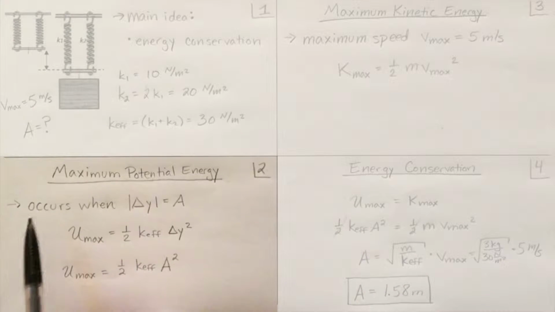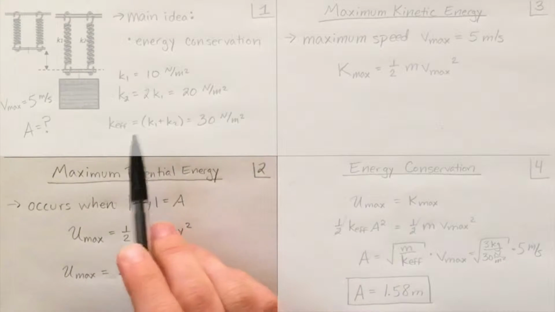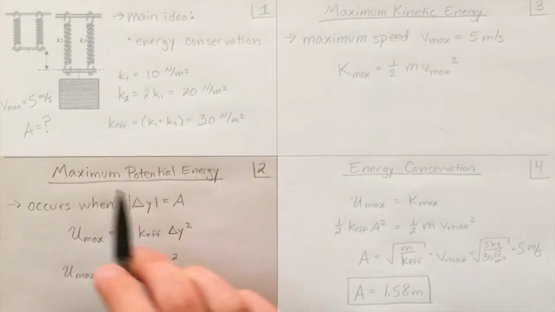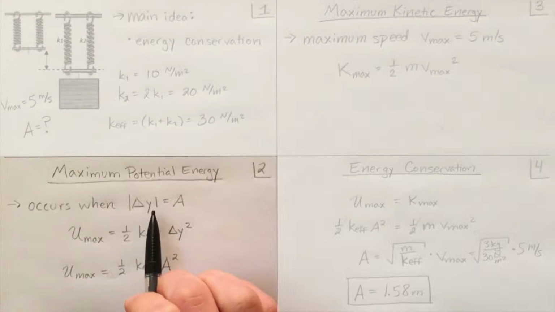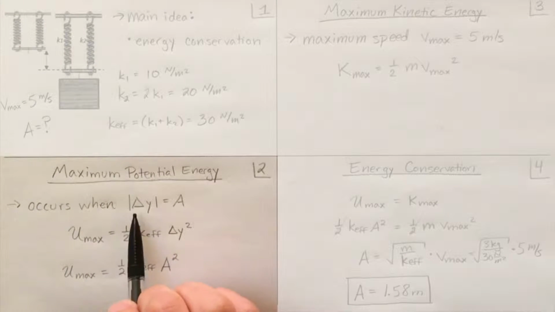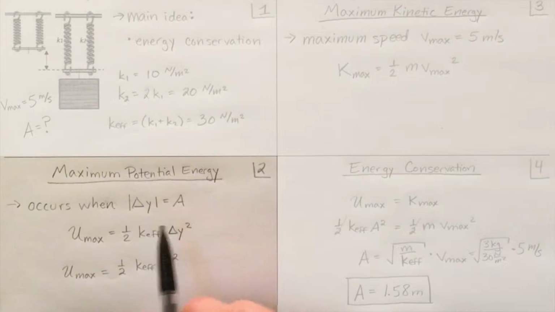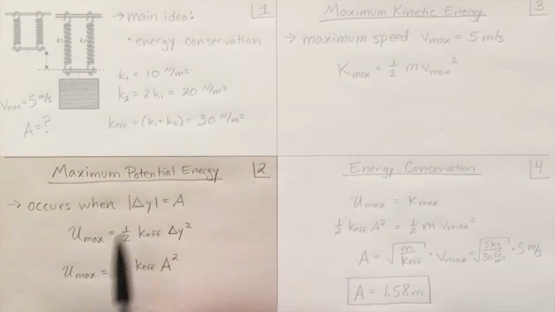We are going to want to find the maximum potential energy and the maximum kinetic energy of this mass spring system. The maximum potential energy occurs when the mass is the furthest it can be from its equilibrium position. That is, when delta y, the absolute value of this, is equal to A. Substituting this expression into the equation for potential energy, we see that the maximum potential energy of the spring mass system is therefore equal to 1/2 times the effective spring constant times the amplitude squared.